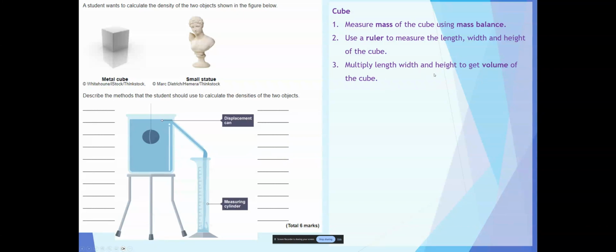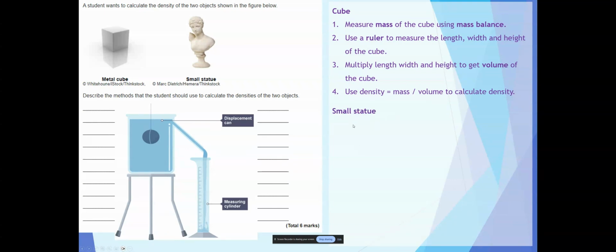You multiply the length, width, and height to get the volume of the cube, and then use density equals mass divided by volume to calculate density. Now, you'll get this equation on your equation sheet, and you won't even have to rearrange it. So make sure if you can't remember the method, at least write down the equation in the space. Now, because you're watching this, you're going to remember the method anyway, but you know you've got a guaranteed mark if you write that down.